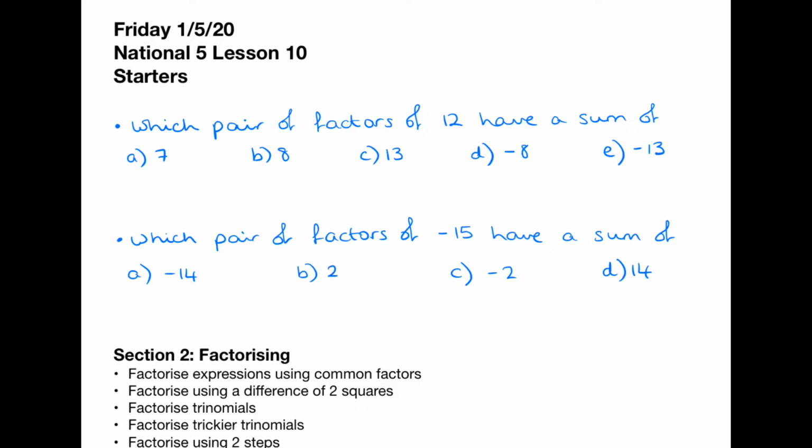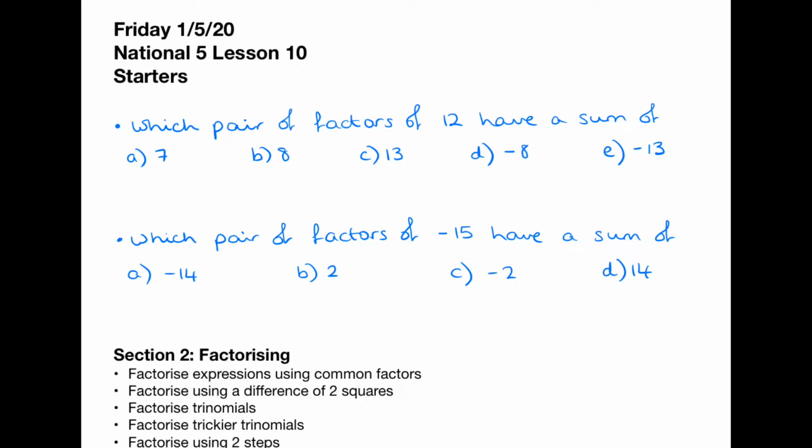We've made it again. The starters that we're going to do today are directly relating to the kind of concepts that we're going to need to be looking at when we're factorising. So let's bash on with those just now before we start our algebra work. So, first question, which pair of factors of 12 has a sum of all these different things?